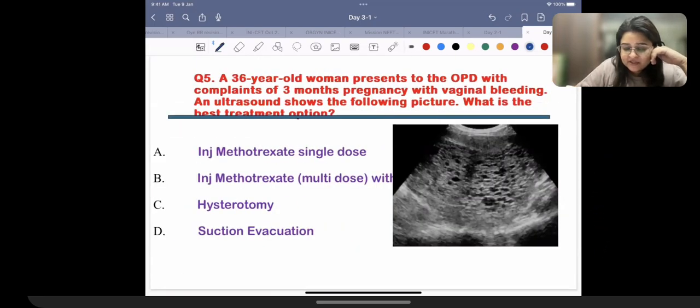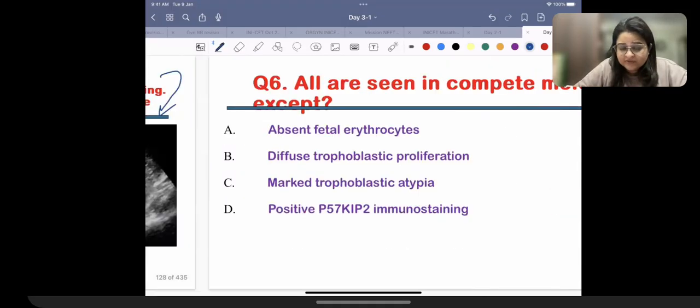A 36-year-old woman presents with this picture, vaginal bleeding, 3 months pregnancy. What is the best treatment option? Again, this is the AIIMS INI question. So very simple questions you get. You shouldn't get these questions wrong. This is a suction, evacuation, snowstorm appearance.